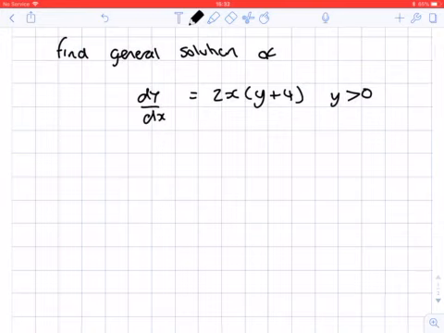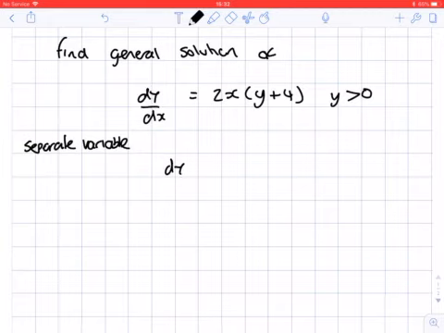Now, to find a solution of a differential equation, we ultimately want to end up with y equals something. So the first thing I'm going to do is what we call separating our variables. And separate our variables, that just means we want to get the y's on one side and the x's on the other. So the first thing I'm going to multiply through, so I'll just write that down, separate variables. I'm going to multiply through by dx.